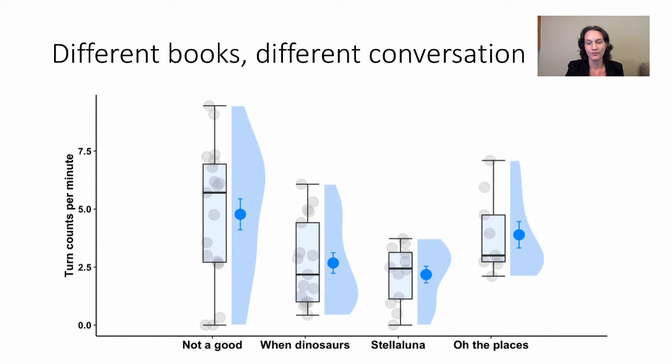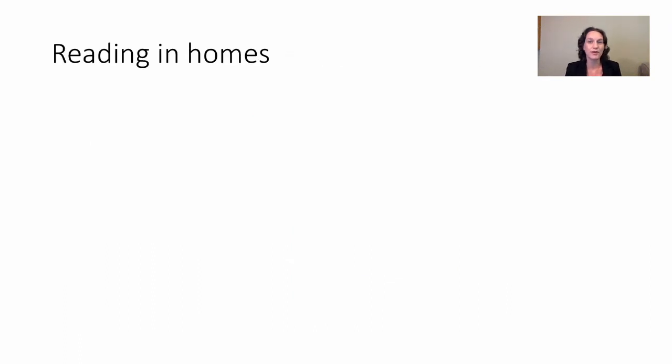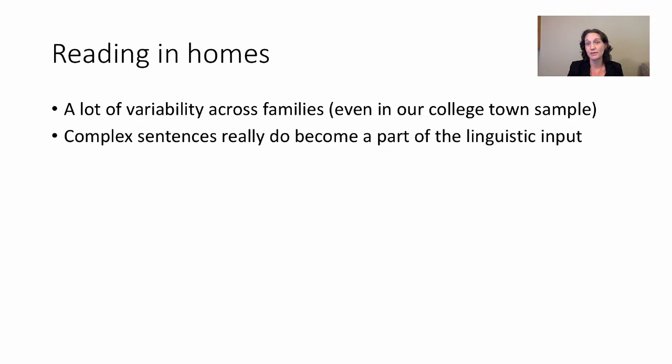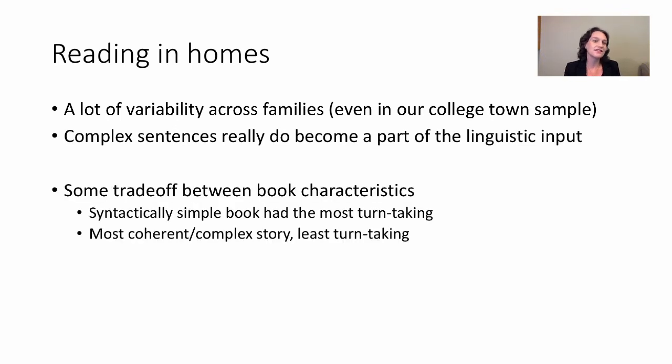And so to summarize what we learned about reading in homes, we see a lot of variability across families, even in our college town sample. And the complex sentences really do become a part of the linguistic input. And so if we're doing corpus analyses comparing picture book text to child-directed speech, it's really not crazy to think that those complex sentences really are becoming a part of the children's linguistic input. And we see some trade-offs between book characteristics. We happen to see in the sample that our syntactically simple book had the most turn-taking, generated the most back-and-forth conversation, but the most complex story had the least turn-taking.